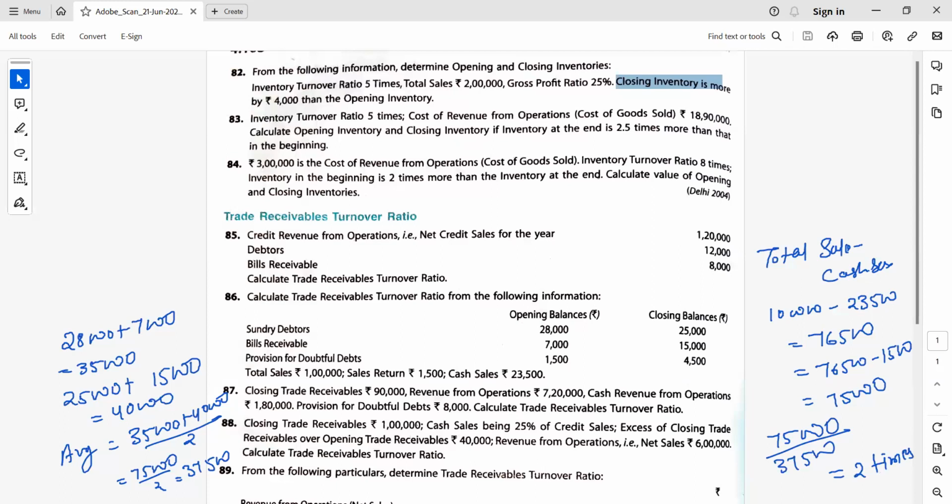So just think about the question, what is it asking, and then apply the formula. You cannot say whatever you get in your answer, this is the answer. Okay, sir. The total cash revenue identified. Okay.